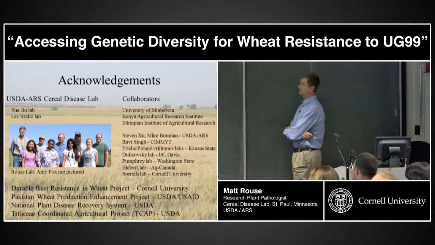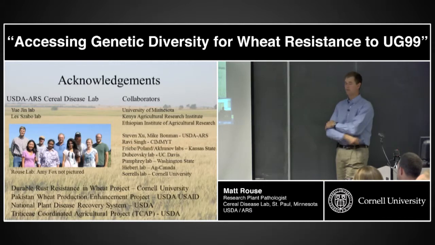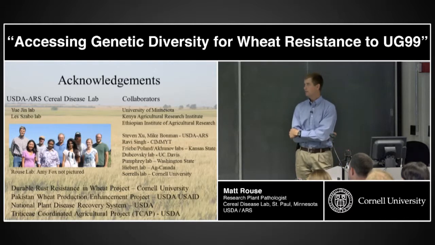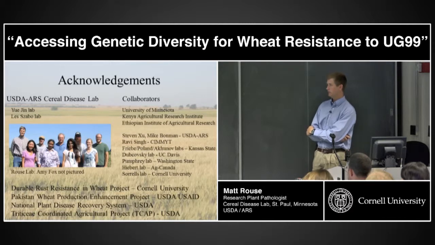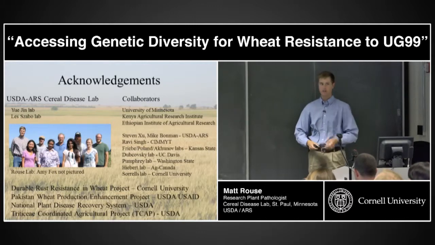A number of collaborating labs I've listed here, which we've worked with in the mapping of all of that doubling of resistance genes. So Stephen Zhu and Mike Bonman from the USDA, Ravi Singh at CIMMYT, a number of labs at Kansas State, George Dubcovsky at UC Davis, the Pumphrey Lab at Washington State, Hiebert Lab in Canada, Mark Sorrells' lab. Some sources of funding, of course, the DRRW, the Pakistan Wheat Production Enhancement Project, and the National Plant Disease Recovery System and the TCAP project. And with that, I'd like to take any questions. Thanks.